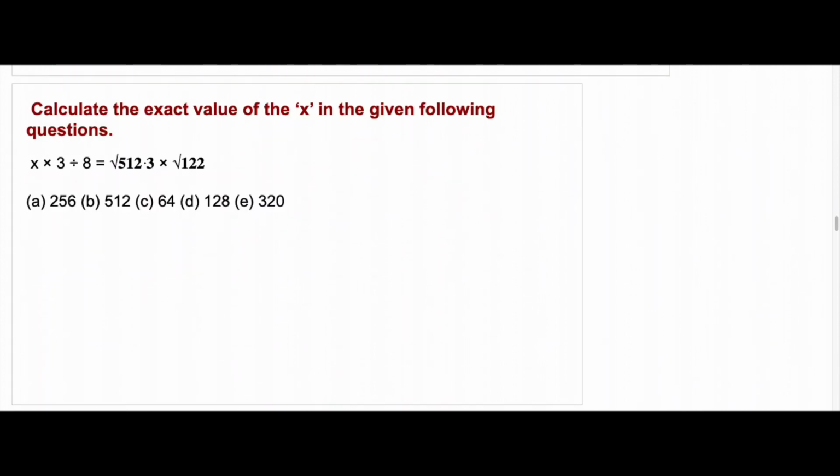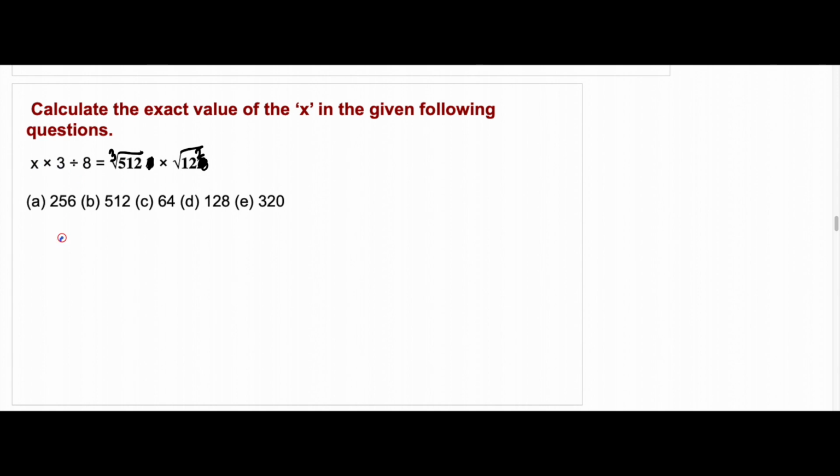Okay, please make a correction in this question. This is cube root, okay? Cube root of 512, and this is square root of 12 square. This is the question, okay? Fine. So now let's solve this.